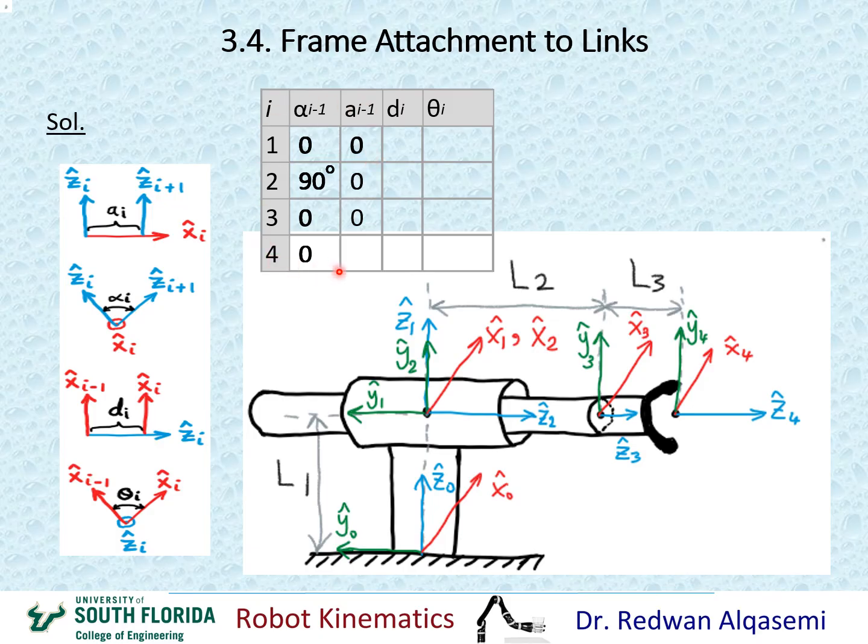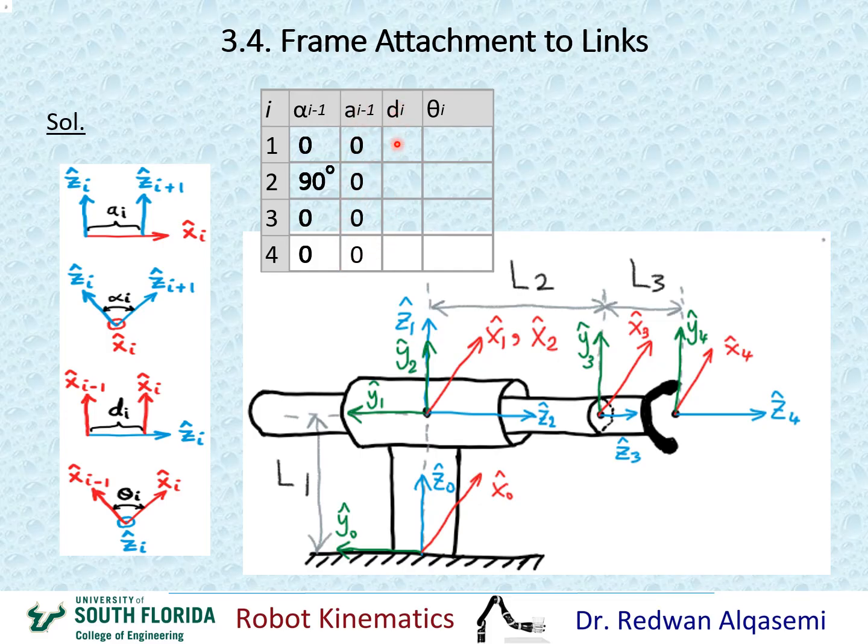And then when i equals 4, I'm looking at a(i-1). That means a3. Going back to the chart here, for a3, I should be looking at z3 and z4 along x3. This is z3 and this is z4 along x3, which is this line. Obviously z3 and z4 are the same line, so the distance between them along x3 is 0. So that makes my a3 equal to 0 right here. All right, that completes the A column.